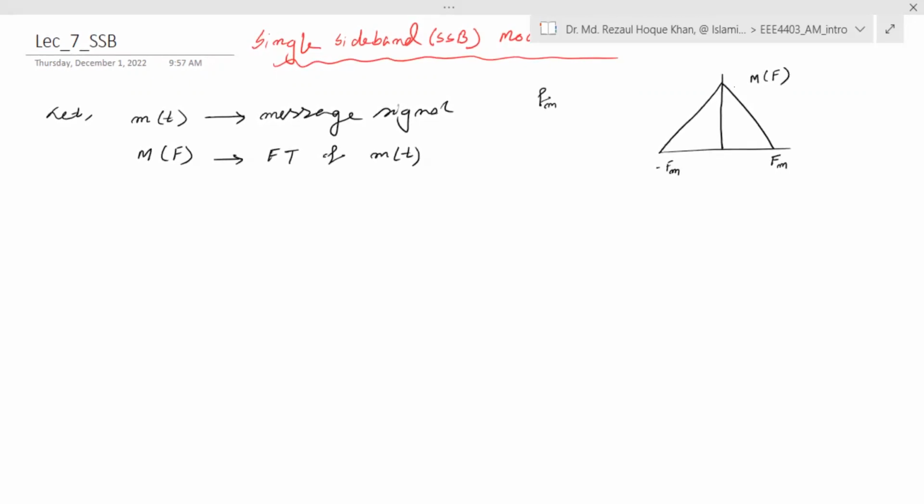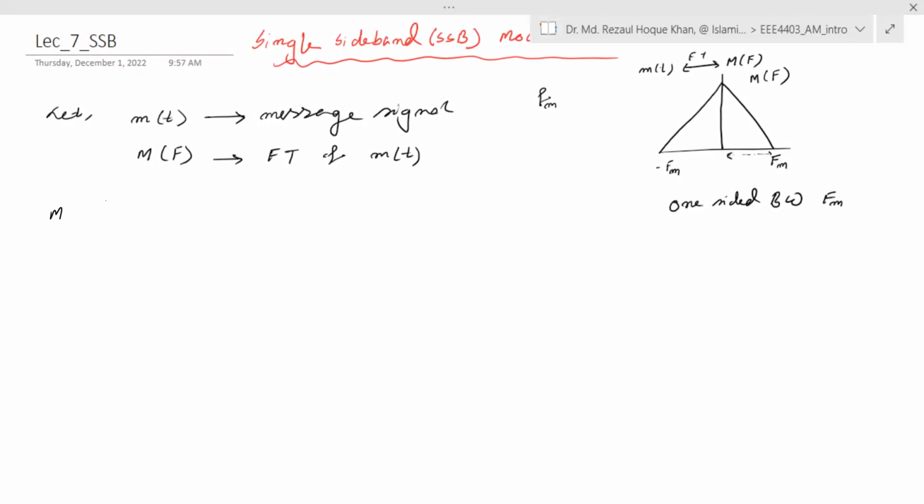So for this message signal, whose Fourier transform is M(f), we have a bandwidth of f_m. This is the one-sided bandwidth of this signal. Okay, so what is the modulated signal then?